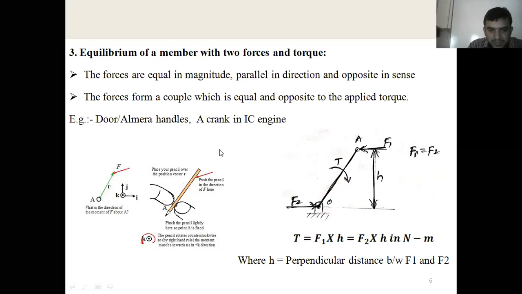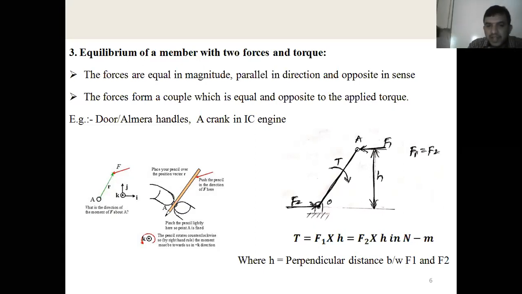See that here. Now again a crank is subject to two forces. One force is the externally applied force, another is at the hinge. It tends to rotate in the counterclockwise direction. To make it equilibrium, a clockwise couple should be applied. Similarly, what are the other examples? Door or almirah handles. If you turn that handle, you are applying a torque, or a moment, an eccentric force on the lever. That is the opening and closing of door handles or almirah handles.